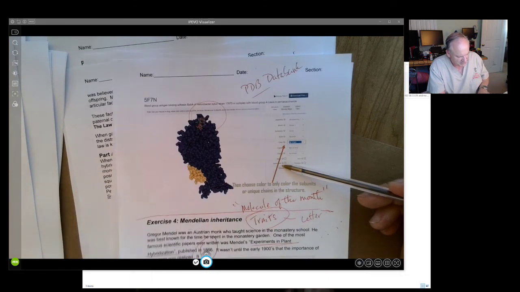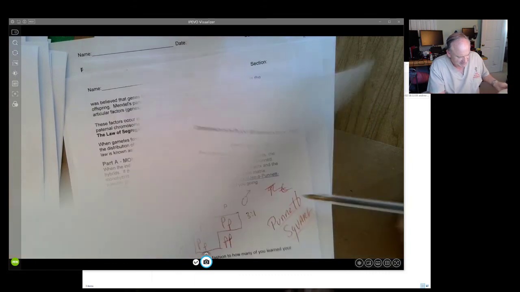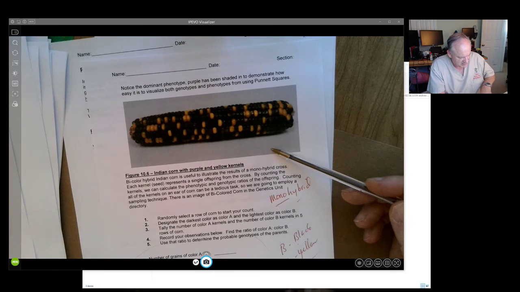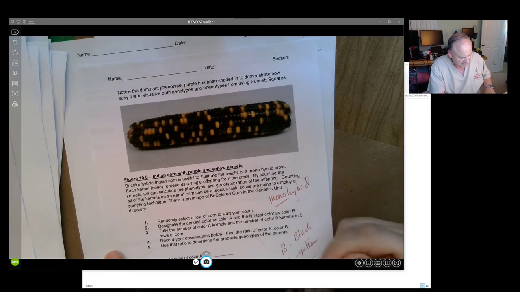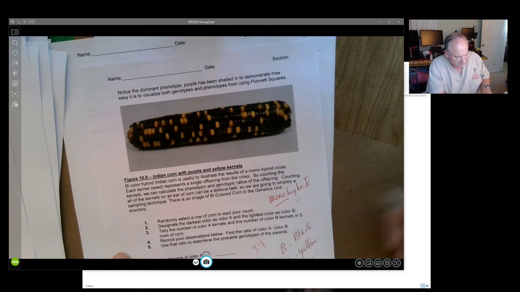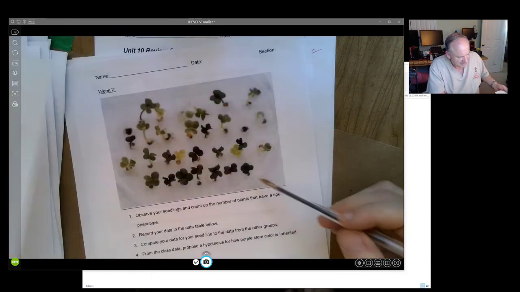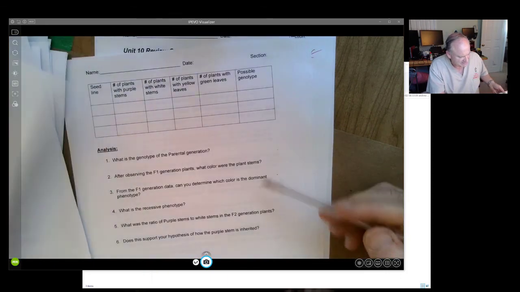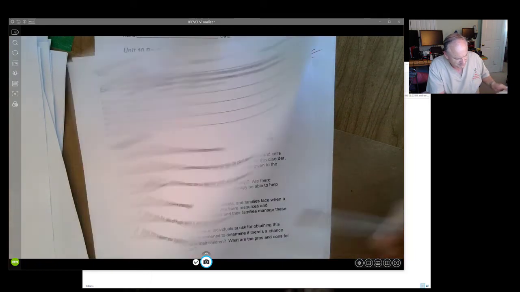Then the Gregor Mendel inheritance: read what we had just covered, and then what we're going to do is work across with the corn as a monohybrid cross. You get your data here, and the idea is to figure out a 3-to-1 type ratio. For the Wisconsin plants, you have the data here. Just fill out the data and count it up, and then see if you can work out the genetics on that, and I'll go over that next week.